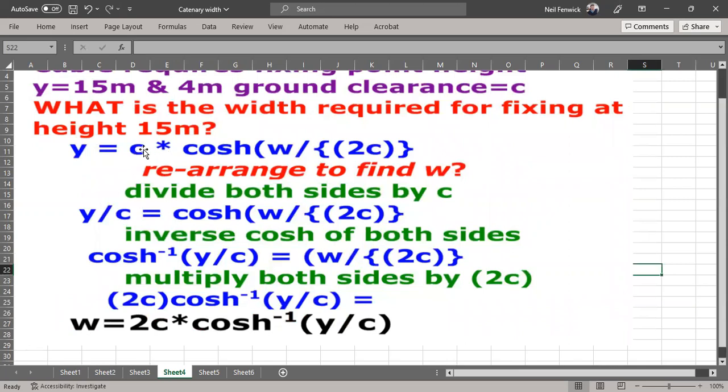On the right-hand side, we get rid of this c here. Then we do the inverse Cosh function of both sides. And then we multiply both sides by 2c. What we end up with is a rearranged equation to work out the calculated width of the fixing points, given a ground clearance and given a fixing height y.